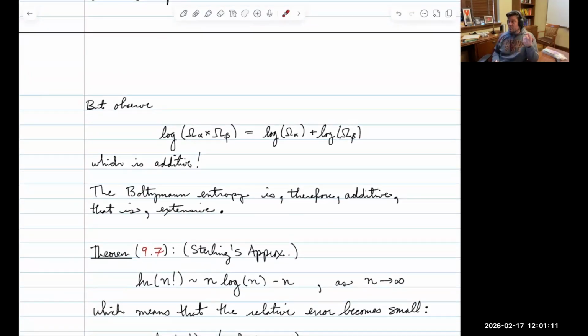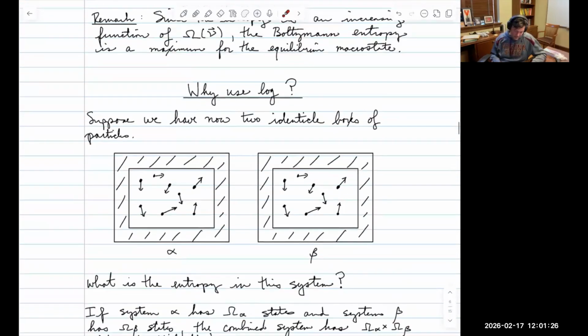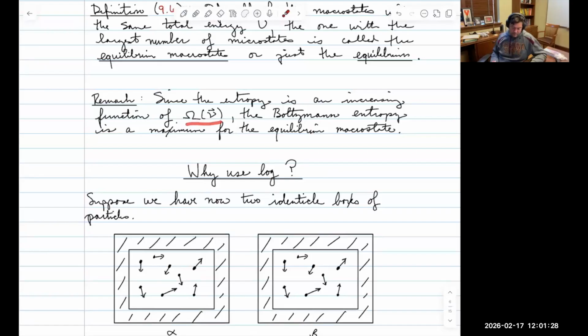So we've argued the macrostate which represents the equilibrium should be the one with the largest number of microstates. That tells us that we've got to maximize that function omega, right? What did we call that? Omega of nu. But we argued we want the entropy to coincide with the equilibrium.